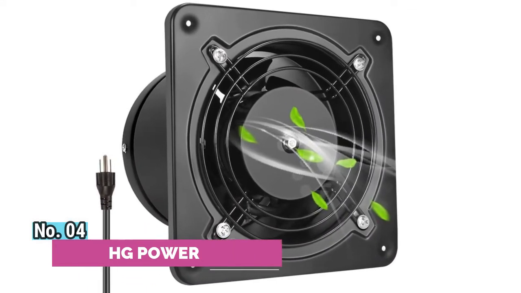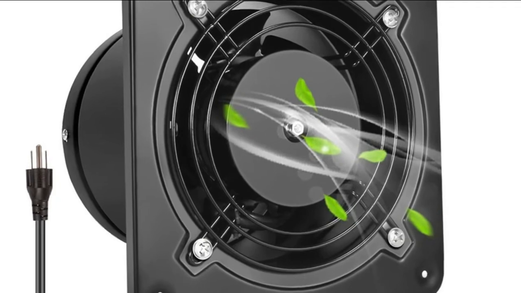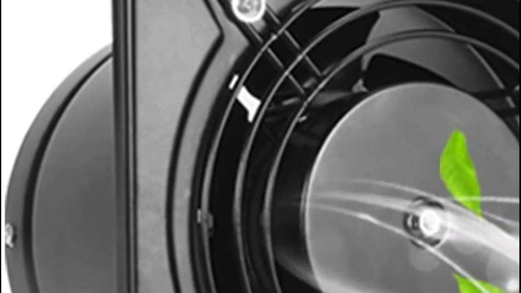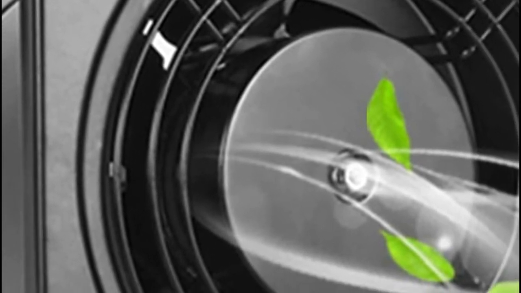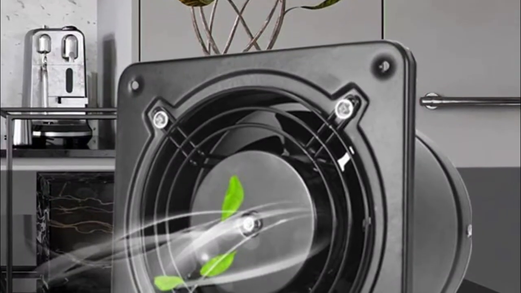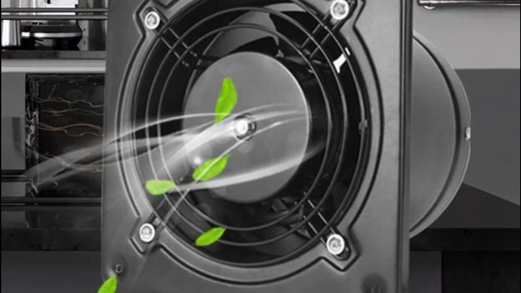Number 4. HG Power. Equipped with efficient double bolt bearing motors, thickened paint impellers and blades. HG Power bathroom exhaust fan can remove exhaust gas and ventilate in a quick and quiet way. It is an ideal choice for creating an efficient indoor HVAC system in workshops, basements, warehouses, apartments, kitchens, bathrooms, and other areas that require continuous or regular ventilation.